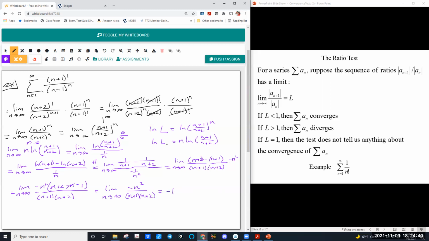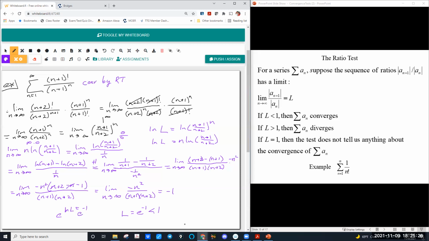Now, I didn't find the limit. I found the natural log of the limit. So the natural log of the limit is equal to negative 1. How do we get that out of a natural log? We make both sides exponents of e. And we end up with our limit equals e to the negative 1. That's important because e to the negative 1 is less than 1. So our series is convergent by the ratio test. So that tells us that n to the n goes much quicker than n factorial.